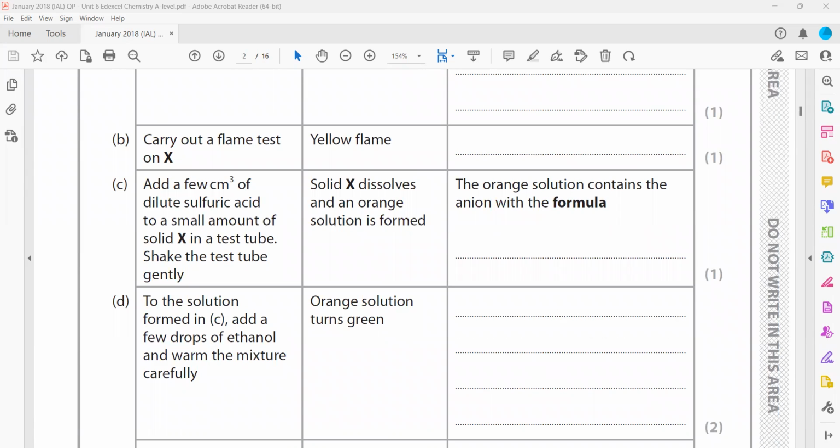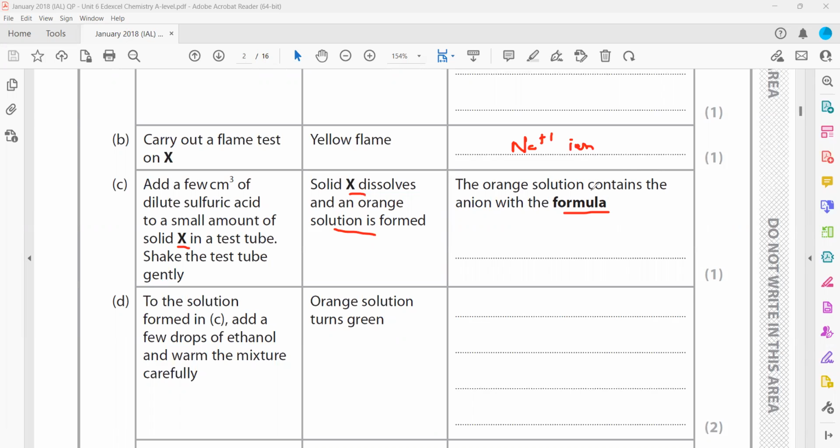So when it is a yellow flame, what does this give an idea of? It gives an idea that it contains, and here, if you write the formula, it will be the sodium plus one ion. A few cm cube of sulfuric acid is added to solid X, and solid X dissolves and an orange solution forms. The orange solution contains an anion; write its formula.